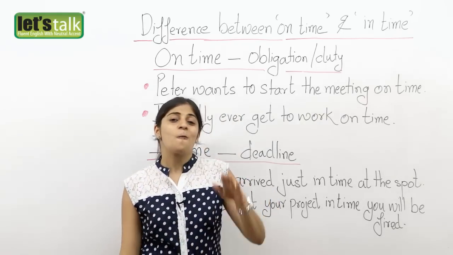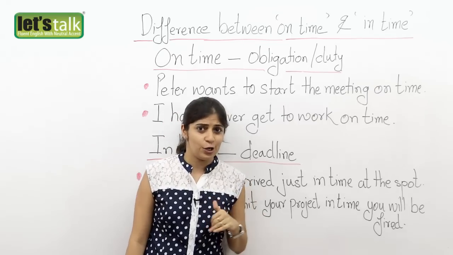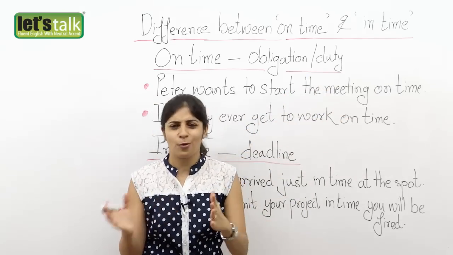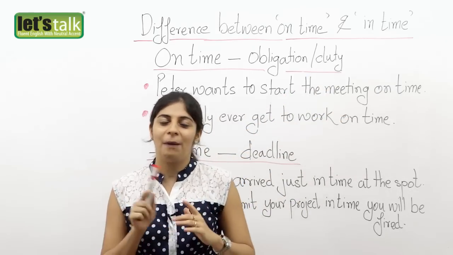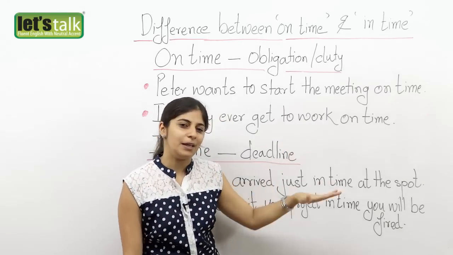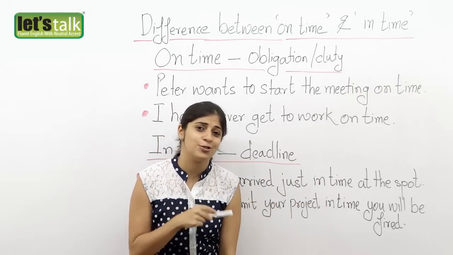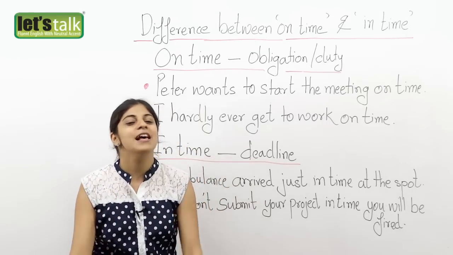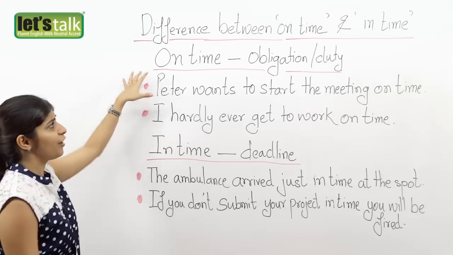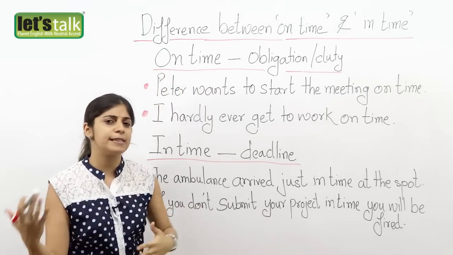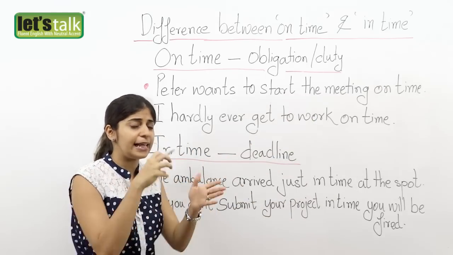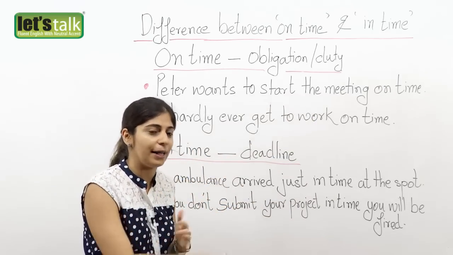Okay, so we are gonna look at the difference here, on time and in time. Now, of course, they sound a little similar, but they have different meanings, and we are going to learn what exactly they mean. And after all, they are prepositions. They get a little confusing at times, but don't worry, we will help you out. So let's see this phrase on time. Now, on time, what does it mean? It's an obligation. It's your duty, okay? It's like it has to happen at a fixed time.